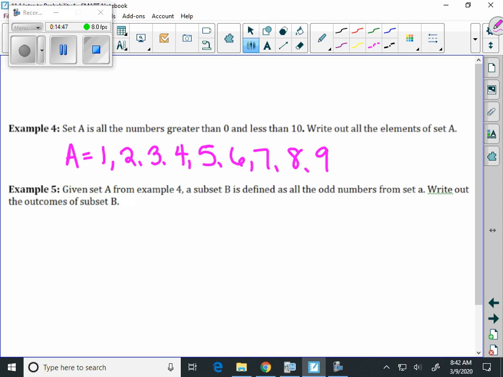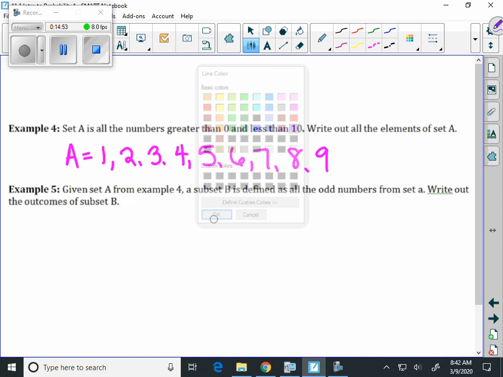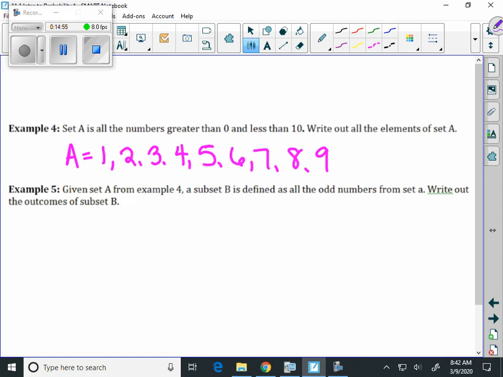Well, now it says given set A. So now we're going to refer back to set A from example 4, and then we want a subset B. So we're only looking at what's in A to determine what's going to be part of B. It says a subset B is defined as all of the odd numbers from set A.